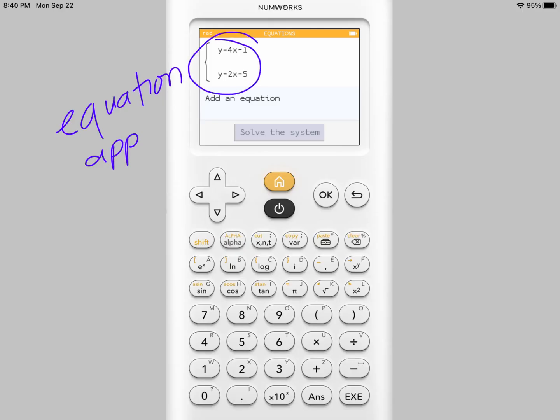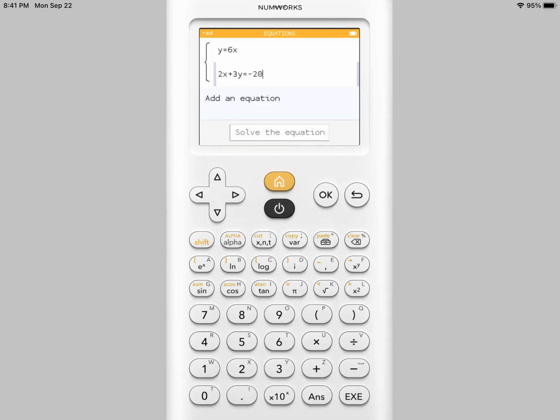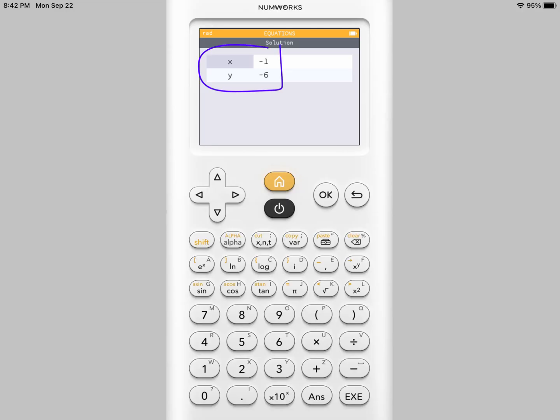So I type both of these in right here, and then I go down and hit solve system. When I do, this is my solution, but we know we write it as a coordinate. This is number, I got ahead of myself, number 3 right here. So I've typed in both of the equations. I'm going to go down here and hit solve the equation. When I do, that's my answer, but I write it as a coordinate.